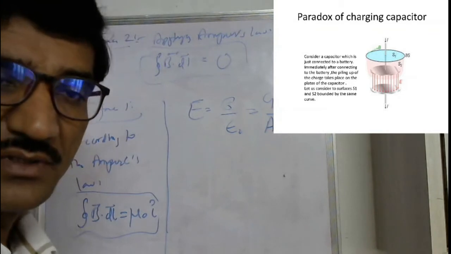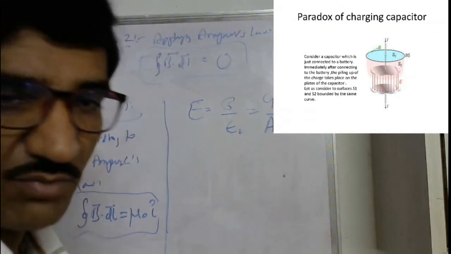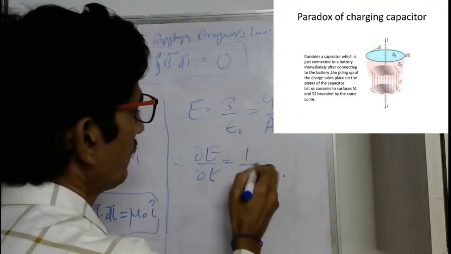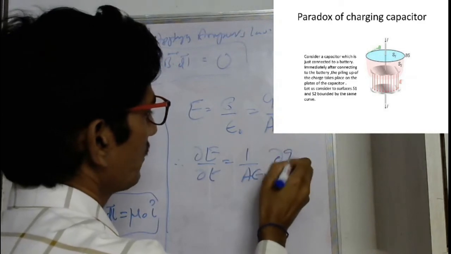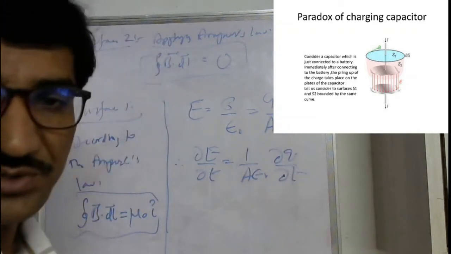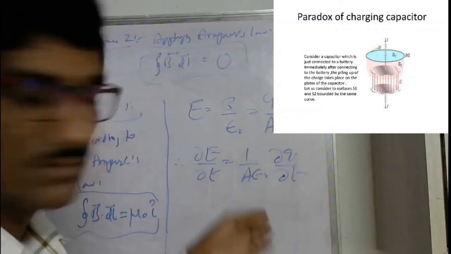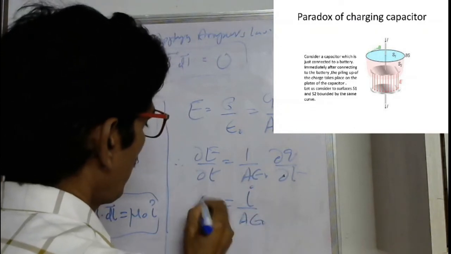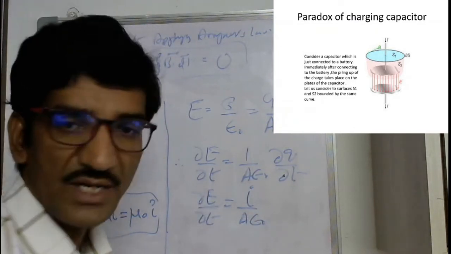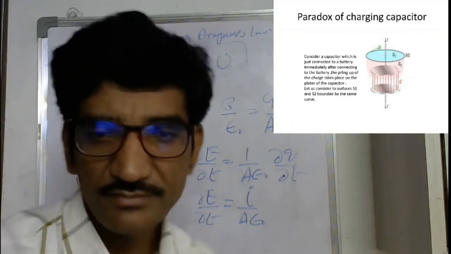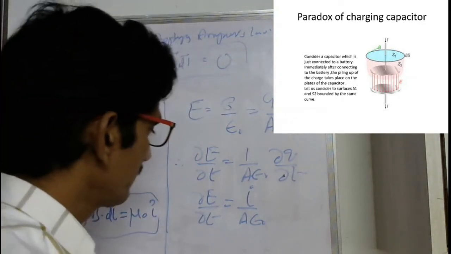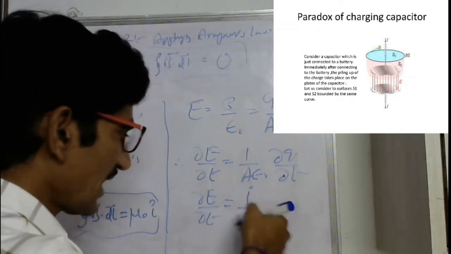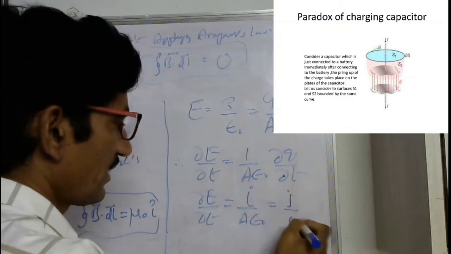Now let us take the time derivative on both sides. Therefore, dou E by dou t is equal to 1 by A epsilon naught times dou Q by dou t. What is dou Q by dou t? It is nothing but current. So it is just I by A epsilon naught is equal to dou E by dou t. Otherwise, I by A is J. We write this as J by epsilon naught.